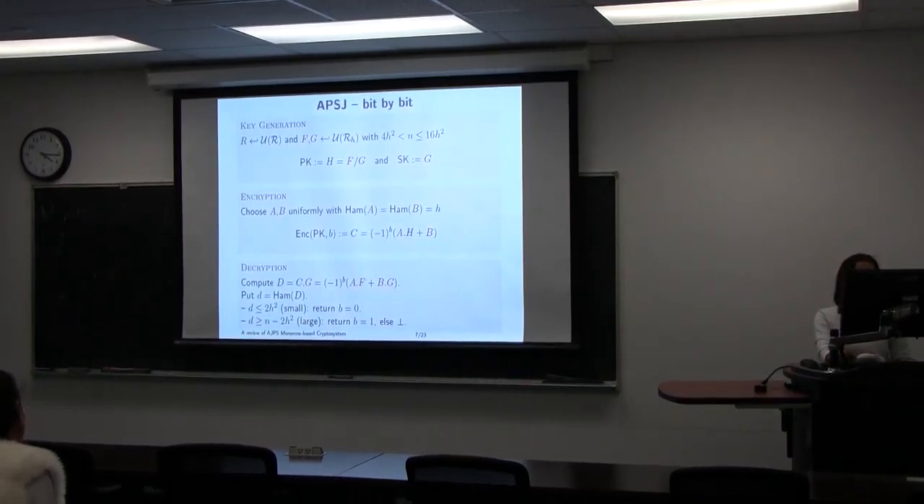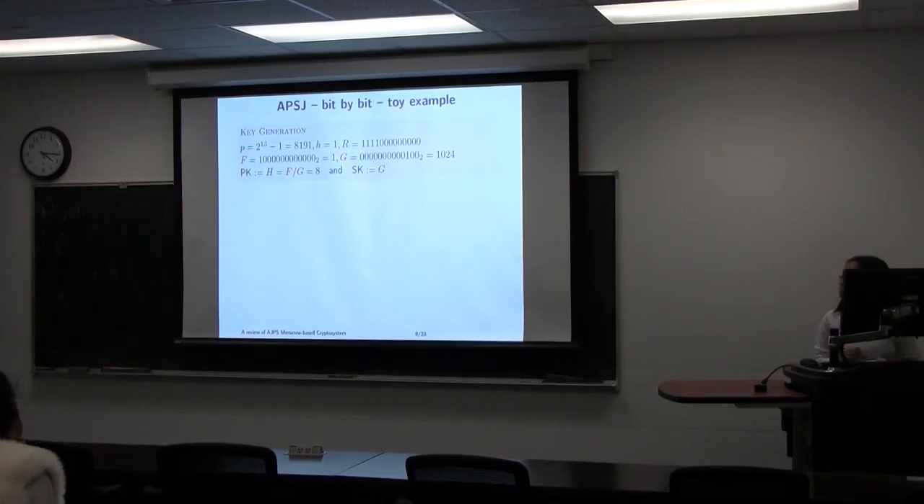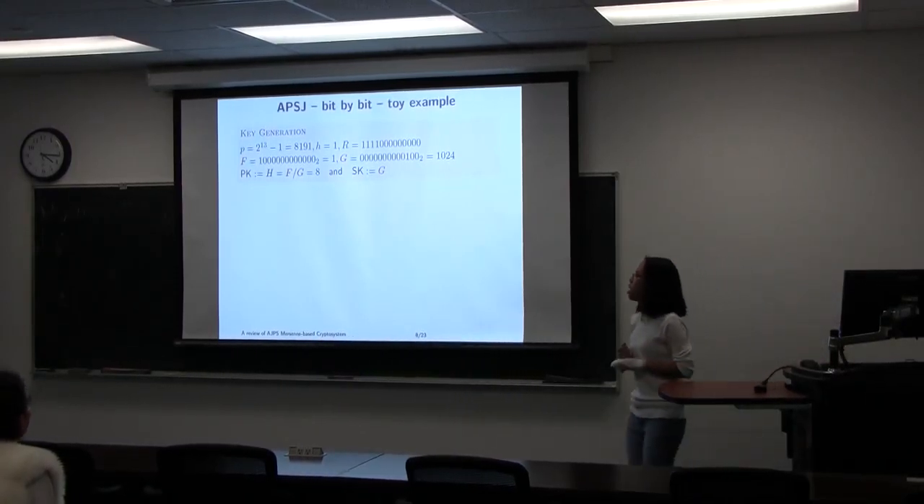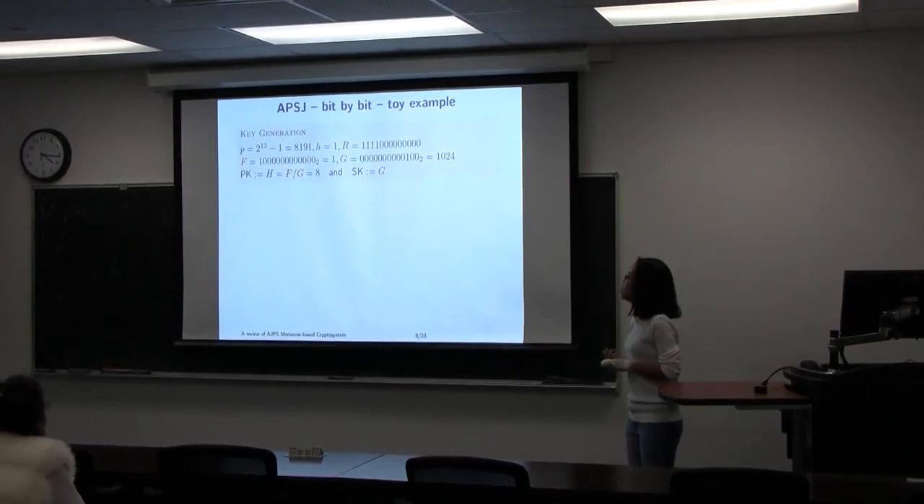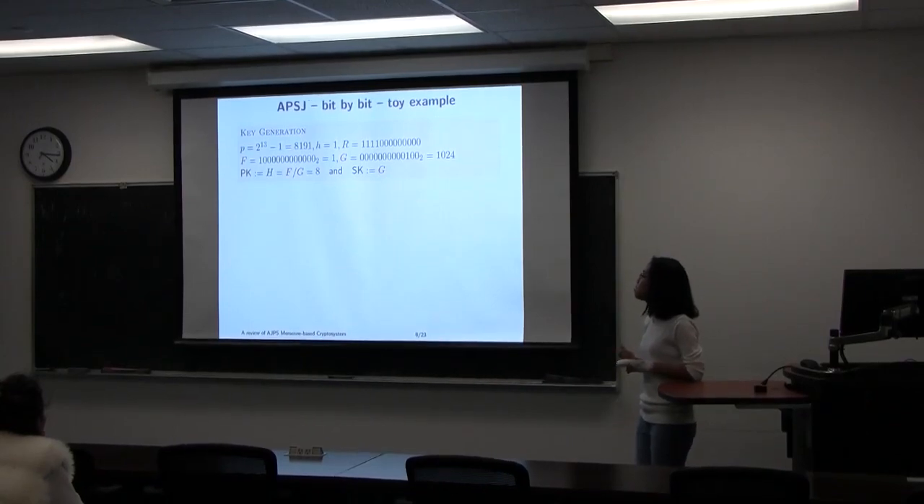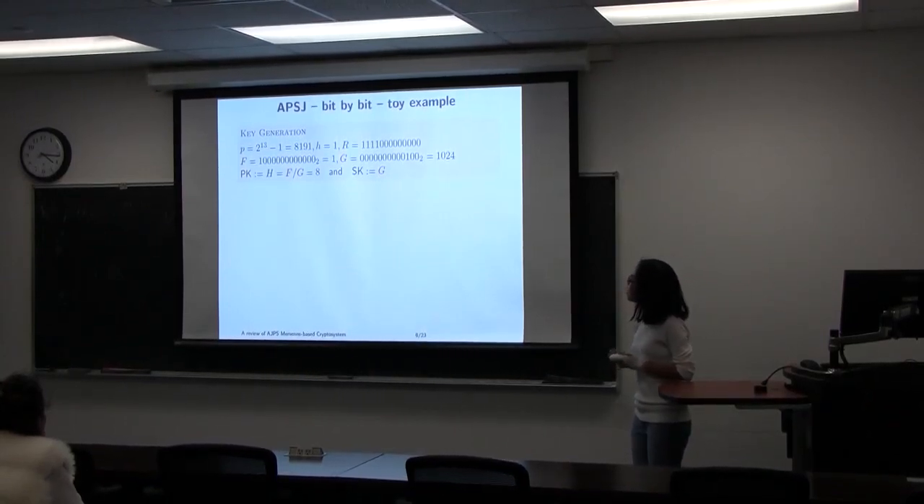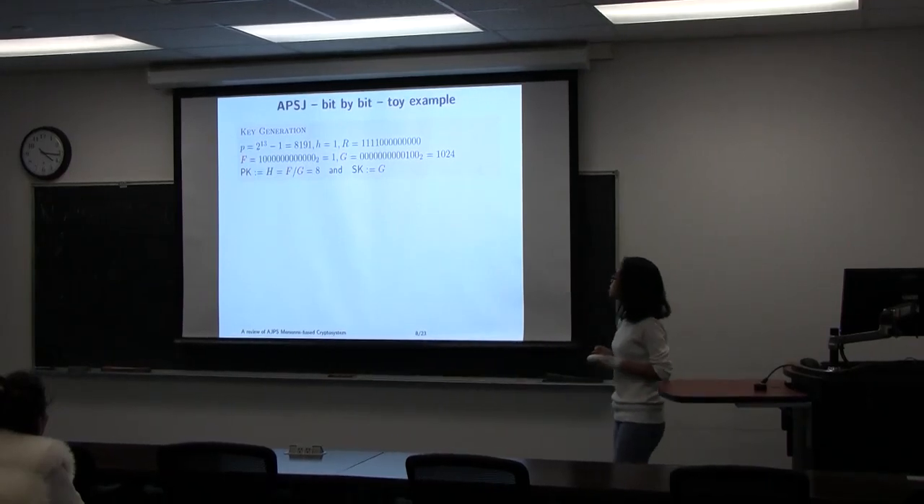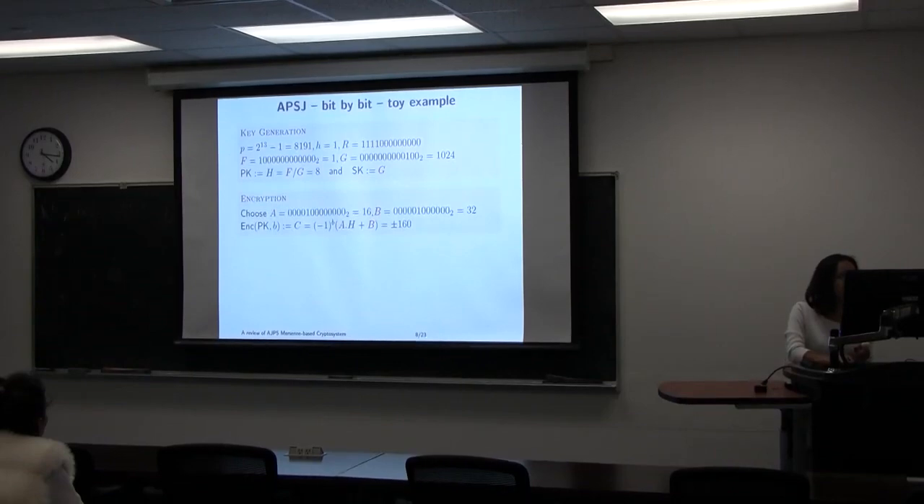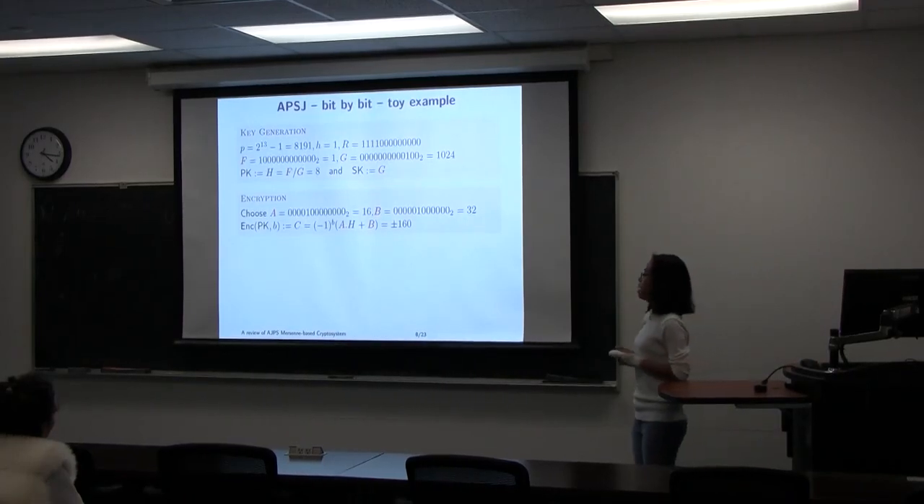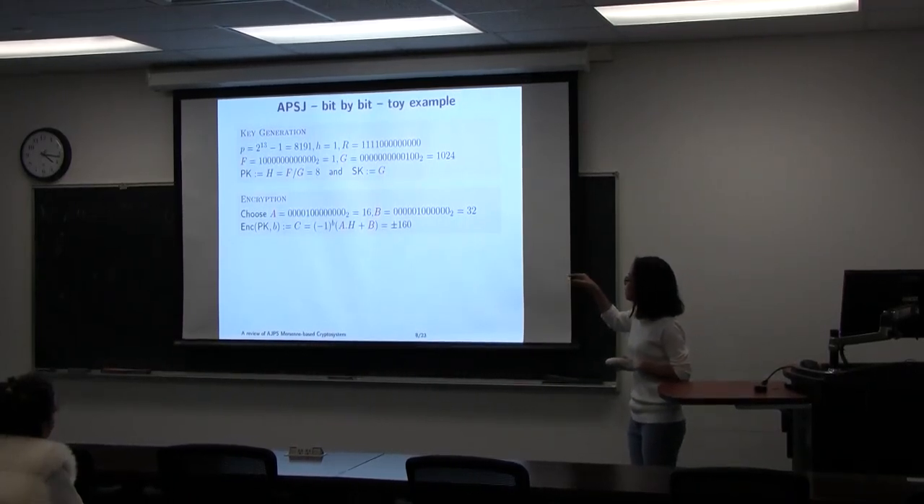Okay. Let's take a toy example to see what happens. Let's take p equal to 2 to the power of 13 minus 1. And we choose something very simple. Our Hamming weight only equals 1. Our random variable R will be equal to this one. We set F equal to 1, G equal to 1024. Our public key equals h, and our secret key will be equal to G, 1024. And then we want to encrypt a bit message b. First we will choose A equal to 16 and B equal to 32.